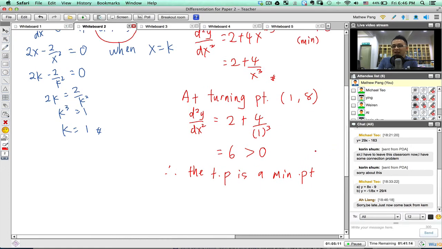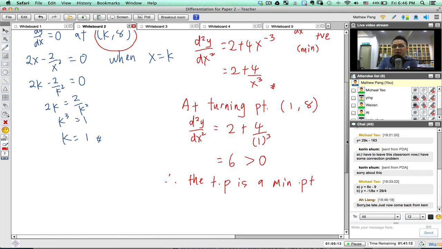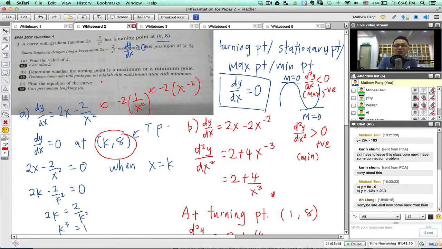So this is how we determine whether it is minimum or maximum. It's not really hard. If the question asks you to determine whether it's maximum or minimum, the first thing that comes to your mind is you have to differentiate it a second time. And the last one is asking you to find the equation of the curve. You want to do this part. I hope you are a form 5 student.